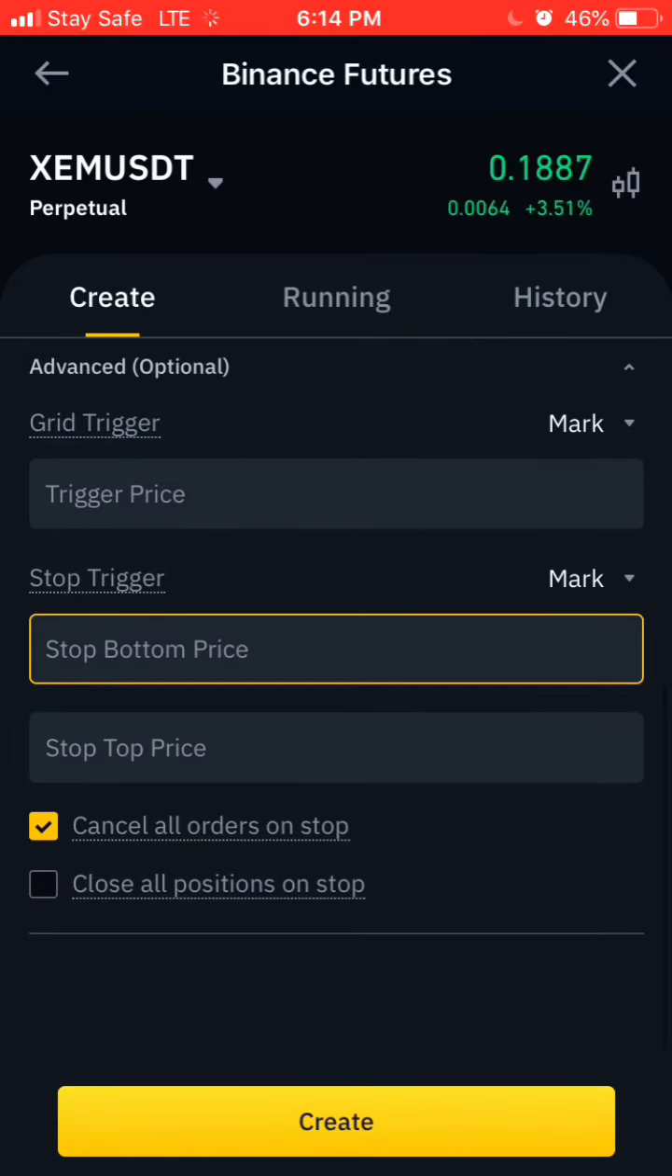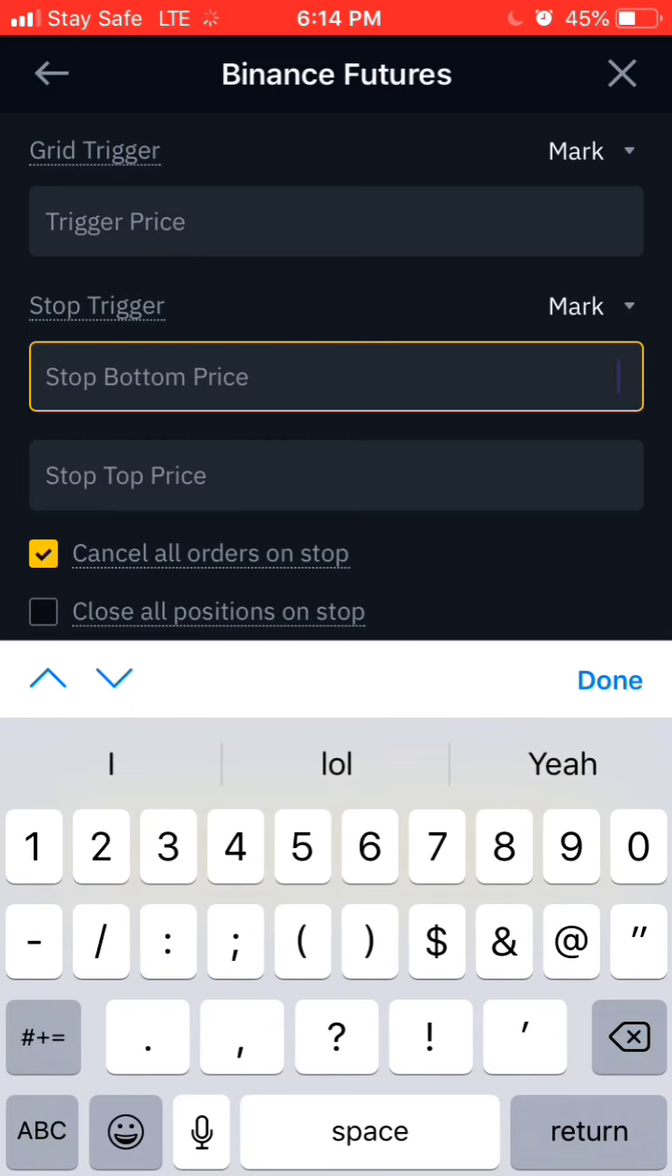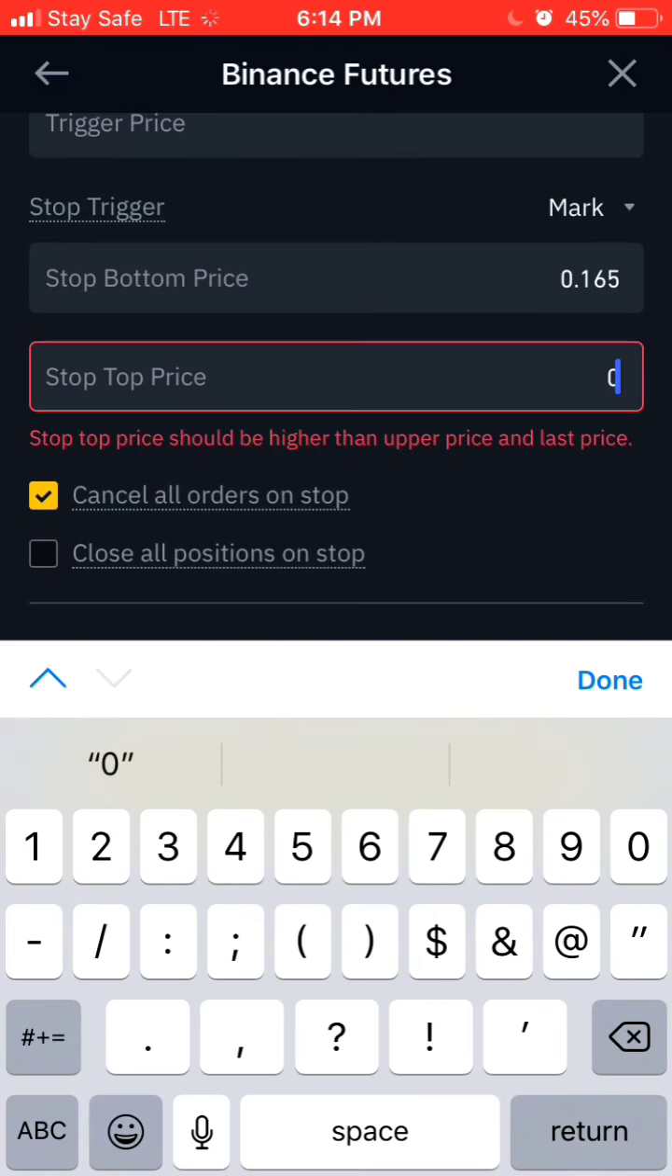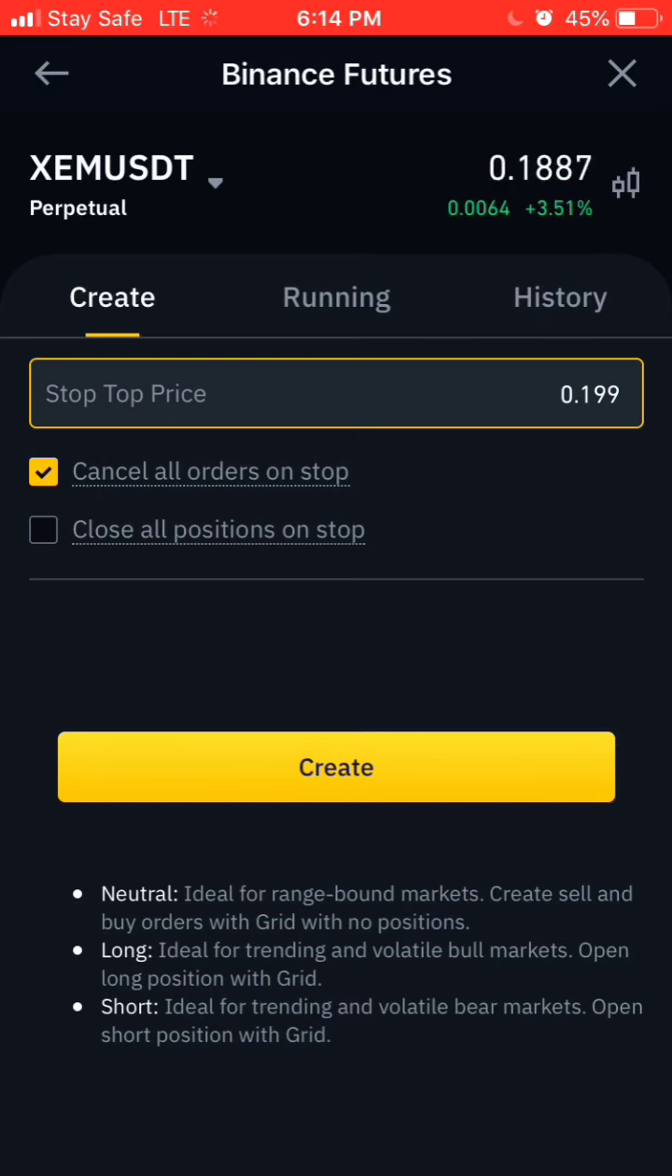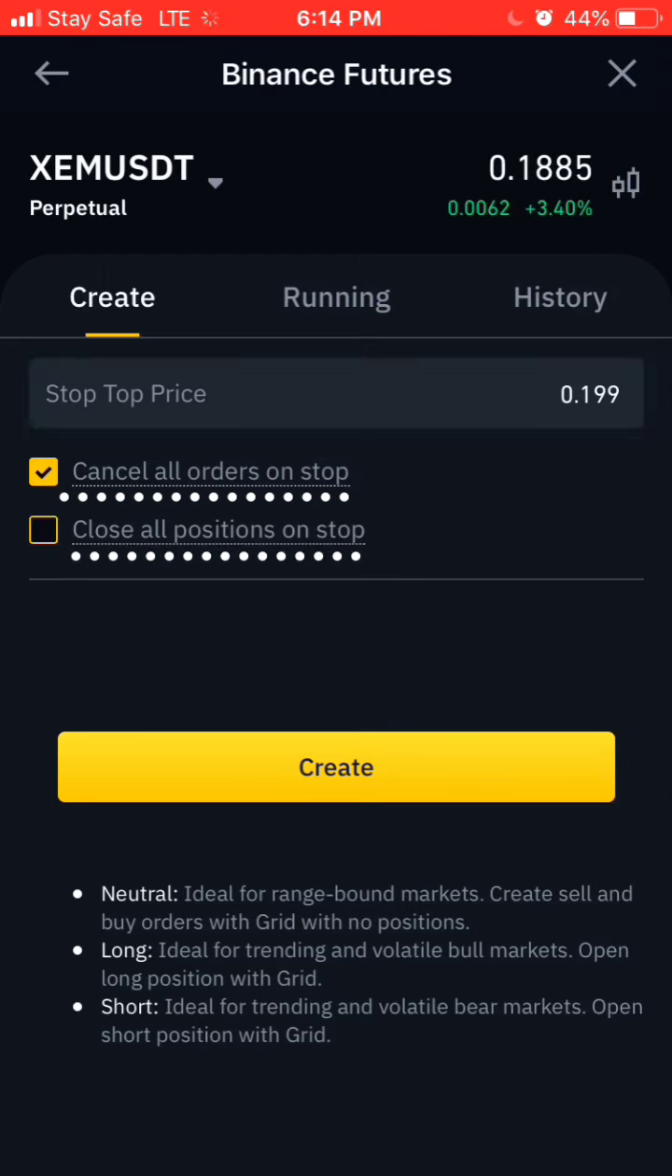Next is the stop loss bottom price. This should be set at a price below the lower limit price, while the top should be set above the upper limit price. And with that being set up, you can now choose for the bot to cancel all open orders on stop. This option would cancel all open limit orders set up by the grid, but still keep your current position open. However, you can also select close position on stop to close your entire position when the stop loss or take profit target is reached.